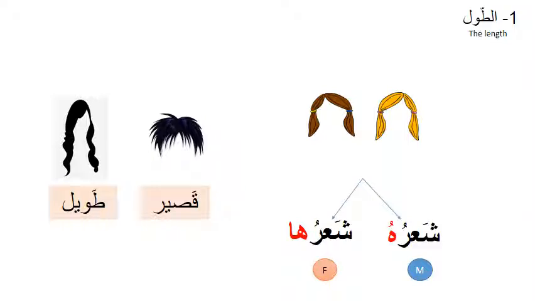We are going to start first with the length, الطول. Again, شعره مذكر, شعرها مؤنث. But the adjective will remain the same as we learned before. قصير means short, طويل means long. So if you describe a boy's hair, you can say شعره قصير or شعره طويل. And if you're describing a female, you say شعرها قصير or شعرها طويل. And you don't have to add the تاء مربوطة to the adjective here because you have already used the word شعره and شعرها in masculine and feminine.